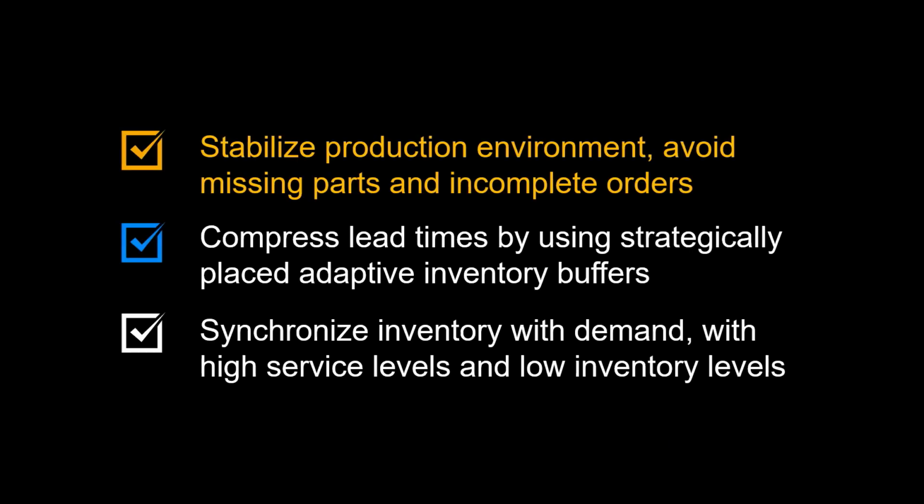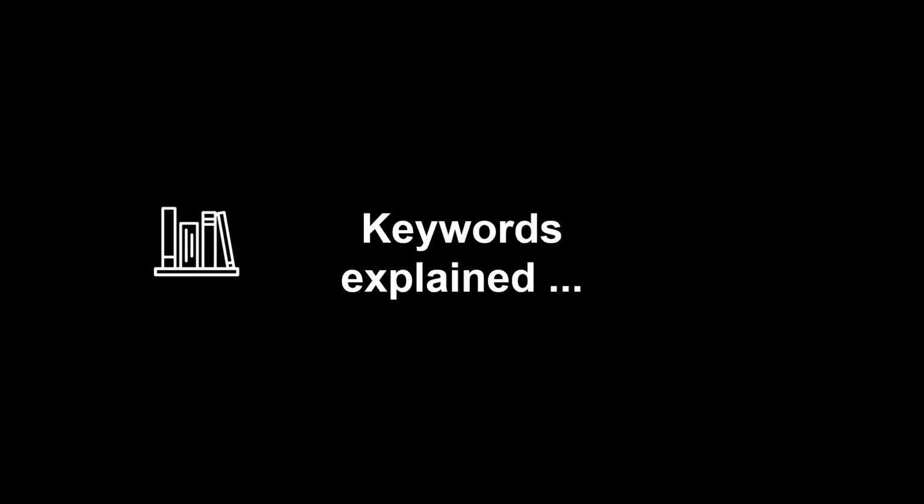First, you will stabilize the production environment by avoiding the bullwhip effect, and avoid missing parts and incomplete orders. Second, you can compress lead times in production by using strategically placed and adaptive inventory buffers. Third, you will synchronize inventory with demand, avoid obsolete inventory while maintaining a high product availability for your customers. First, let us explain a few keywords to this subject.